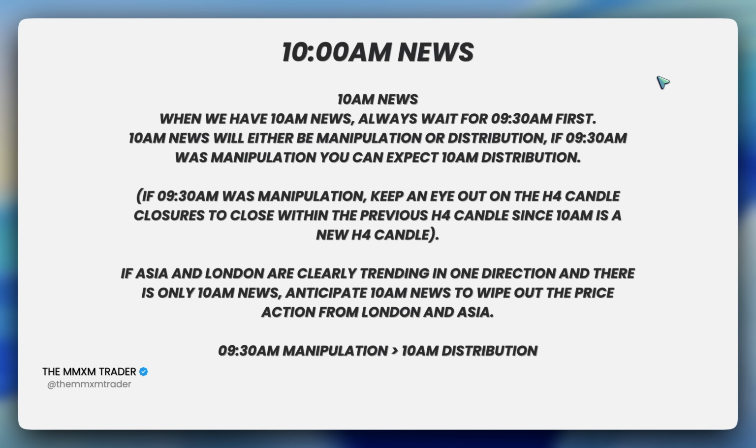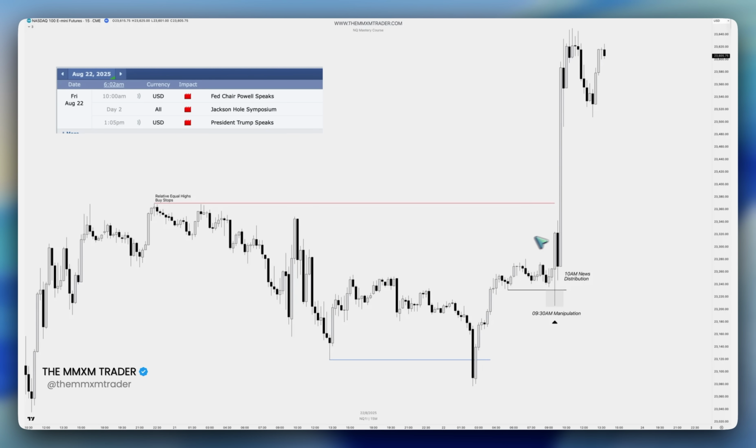If Asia, okay, and London are clearly trending in one direction and there is only a 10 a.m. news event, anticipate 10 a.m. news to wipe out the price action from London and Asia. 9:30 a.m. manipulation, 10 a.m. distribution. That's this example here.